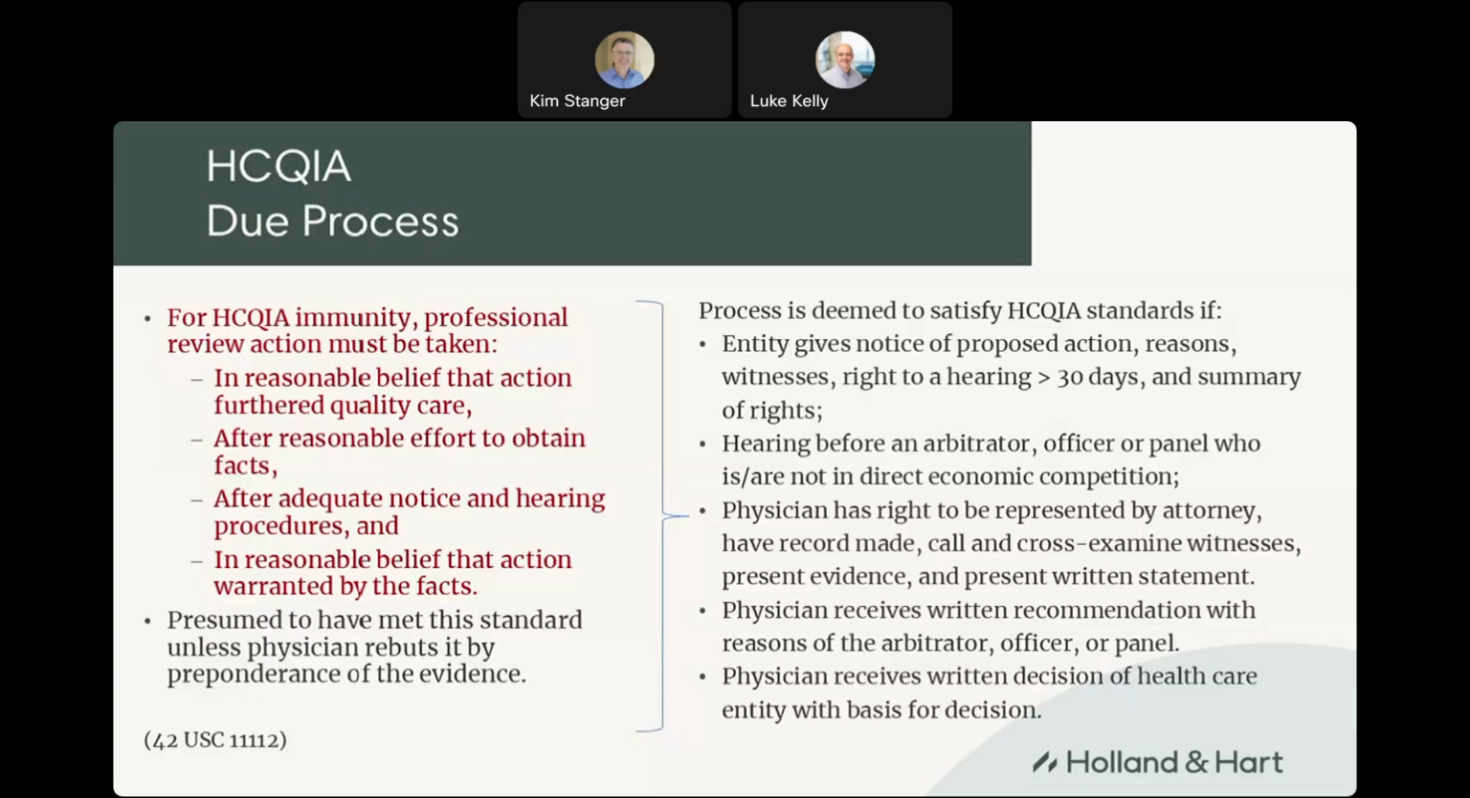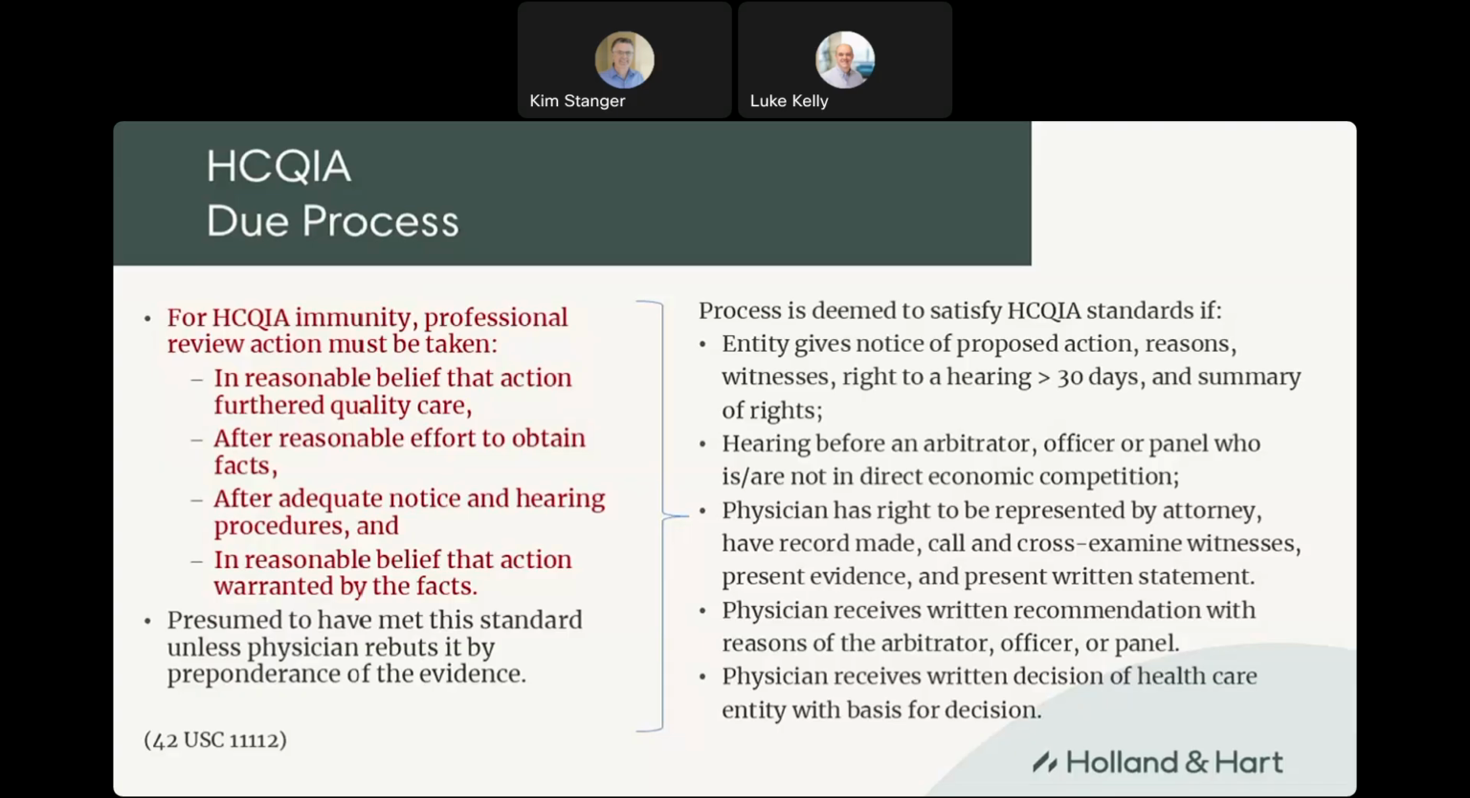The physician would have a right to a hearing before either an arbitrator, officer, or panel who is or are not in direct economic competition. The physician has a right to be represented by an attorney, have a record made, call and cross-examine witnesses, present evidence, and present a written statement at the end. The physician has to receive a written recommendation with the reasons from the arbitrator, officer, or panel, and the physician has to have the chance to receive a written decision of the healthcare entity concerning the basis of the decision. So if the process that you set forth in the bylaws or the like satisfies these requirements, then you can get HCQIA immunity.